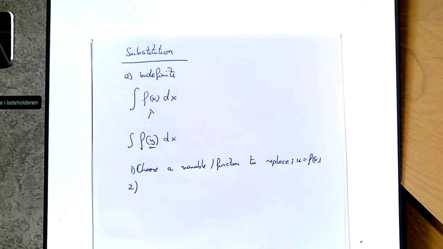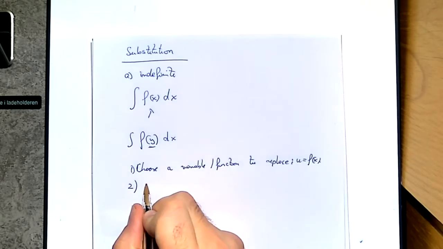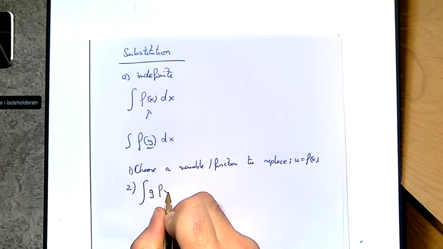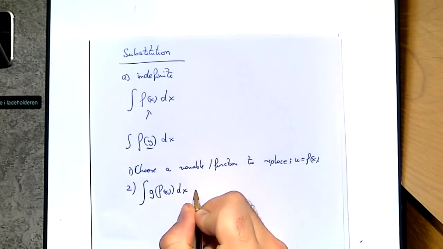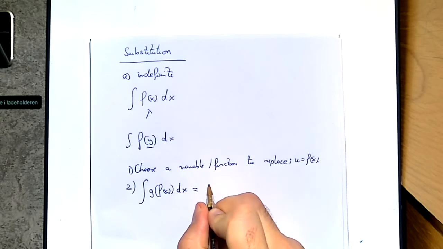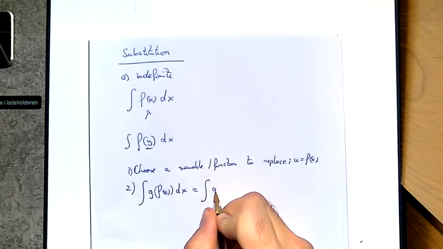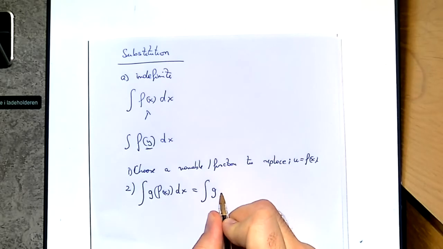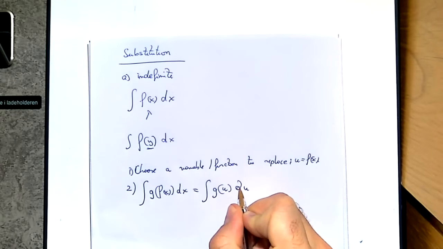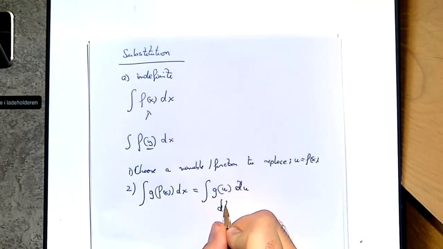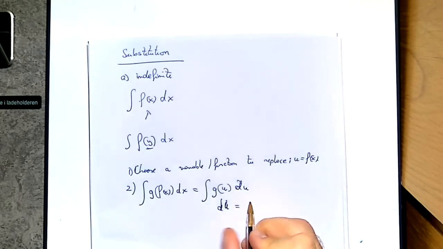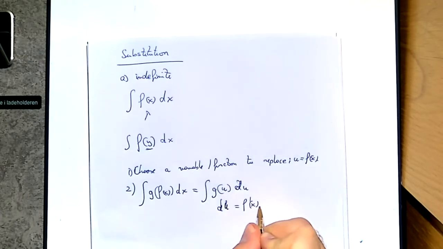And then instead of computing the integral that I had, which was, let's say, the integral of g of f of x dx, I'm just going to compute the integral of g of u du, okay, where this du, this notation more or less, is just equal to f prime of x dx, okay?